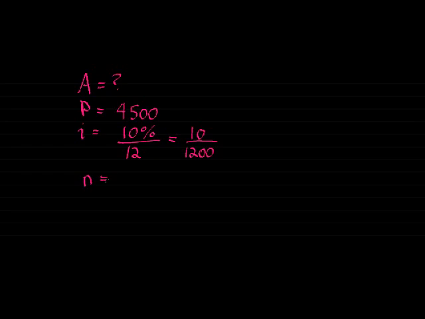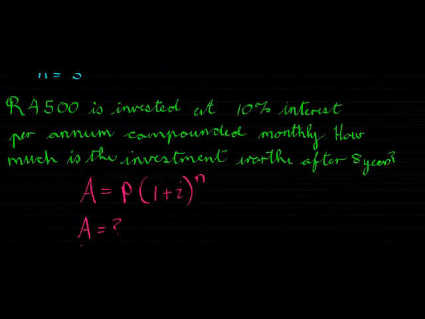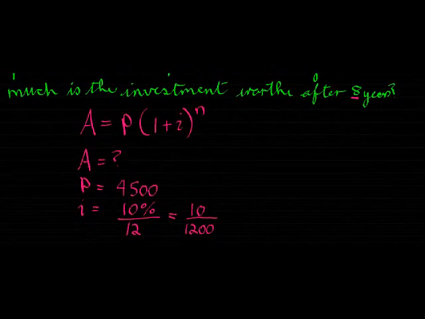And now n. n represents the number of years it's invested. No! n does not represent the number of years it's invested. n represents the number of times I am going to get interest. I get it 12 times in 1 year. I invested it for 8 years, which means I get it 12 times a year for 8 years, which means I get 12 times 8, which gives me 96 months. I get interest added 96 times.